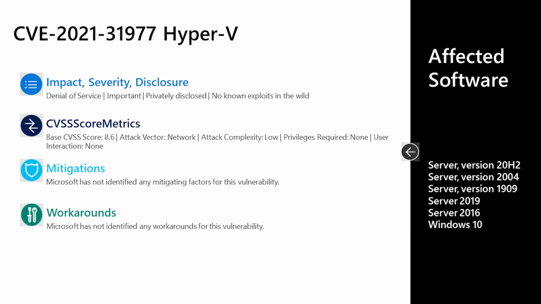All right, so let's take a look at the final vulnerability we'll talk about today. This is CVE-2021-31977, and this is a denial of service vulnerability in Hyper-V. This is important, privately disclosed, no known exploits out in the wild. It affects not only server versions, full OS of 2016, 2019, server core versions as well. Also, any version of Windows 10 that has Hyper-V installed is also at risk here. So base score 8.6 out of 10.